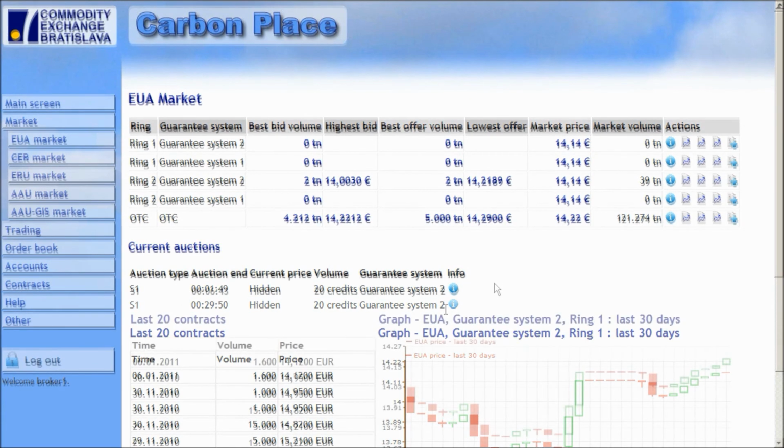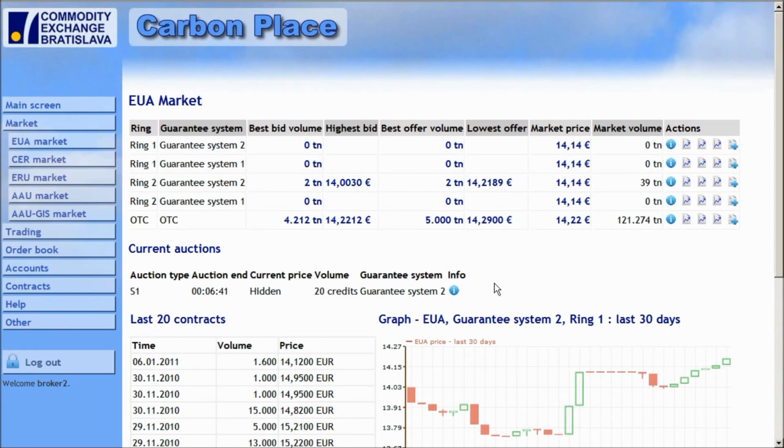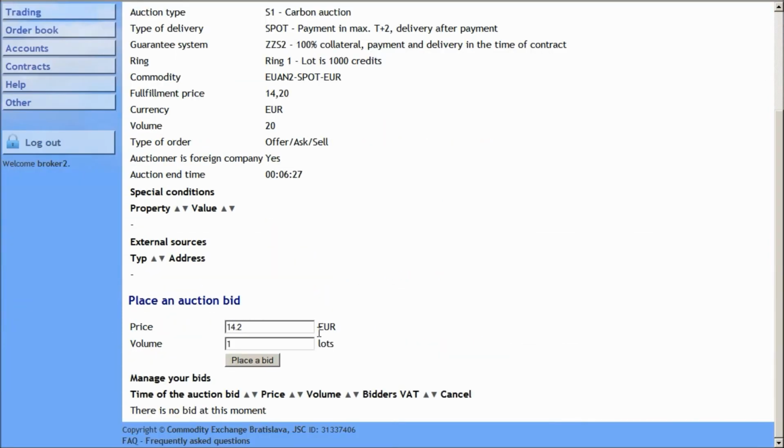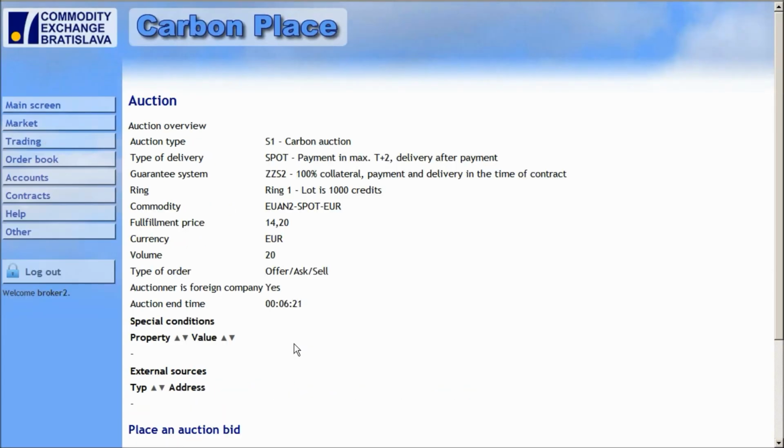Now let's see how other traders can place a bid. If the auction has started, traders can place bids. Placing a bid was developed in the simplest possible way. Trader has just to display the auction details, and at the bottom of the page is the form to submit bid. One trader can submit several bids, and brokers can submit bids also for their clients.